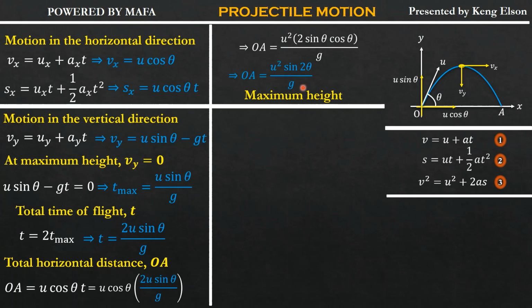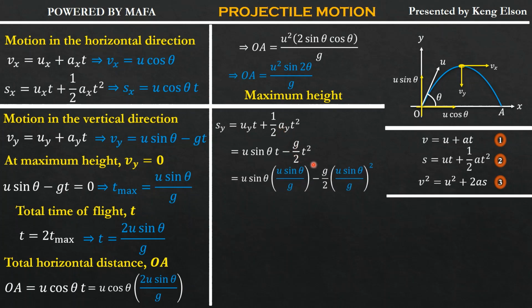The last but not the least, we can get the maximum height. Now we consider motion in the vertical direction using the second equation of motion. We have sy is equal to uy t plus half ay t squared. But our uy is u sine theta because it is the initial speed in the vertical direction. Our t is actually t max. We are going to see it later. And our a is negative g, then divided by 2 t squared.